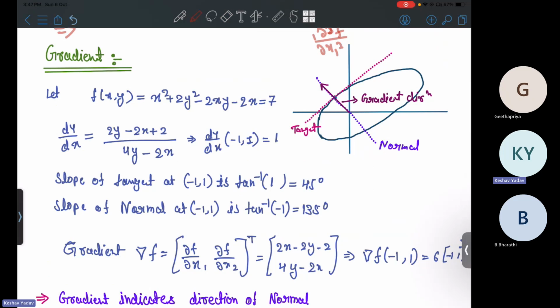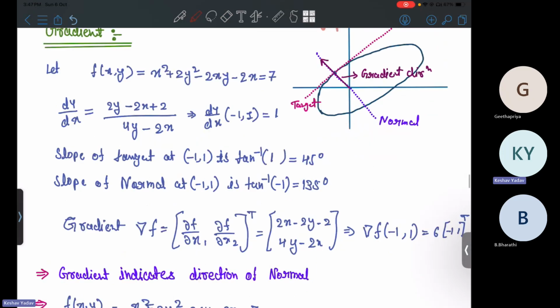So let us discuss this gradient. Suppose I have a function f of x, y equal to x square plus 2y square minus 2xy minus 2, equal to 7. If you plot this, it will come like that. This is the elliptic equation. Now I find the derivative at the point minus 1 comma 1. This is my point.